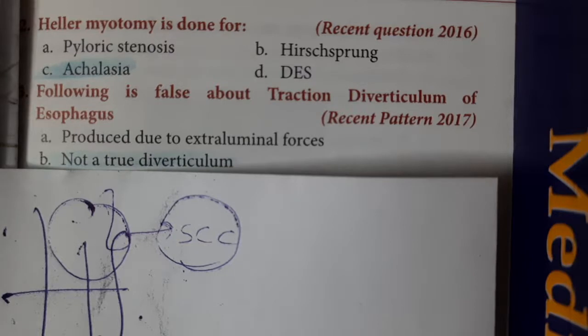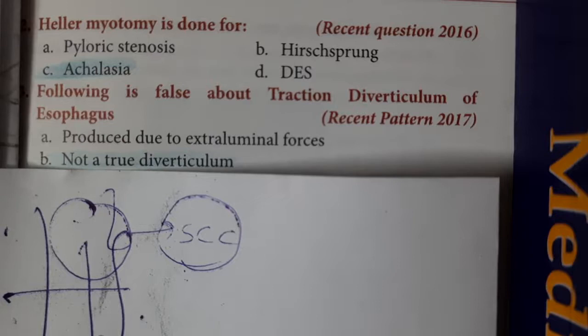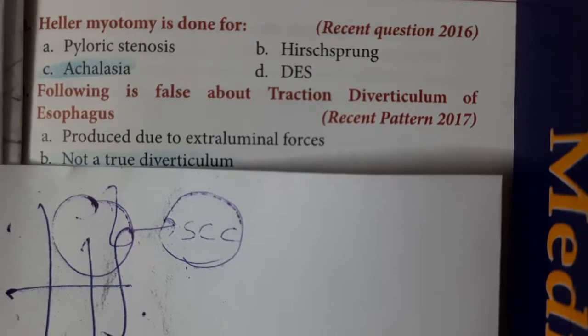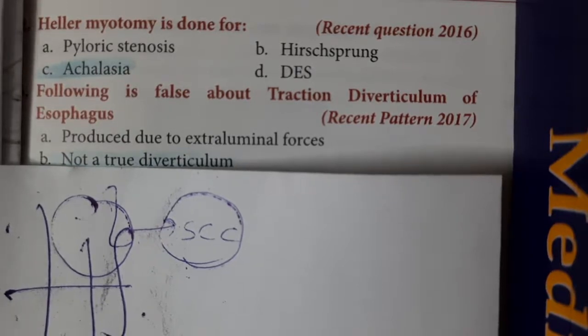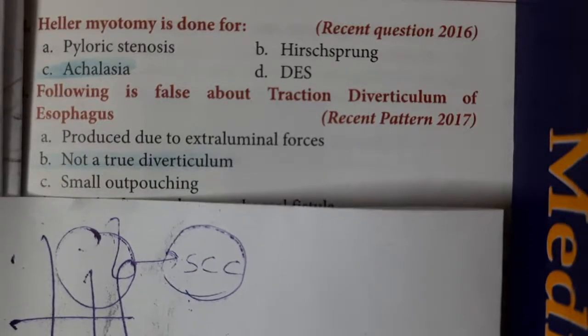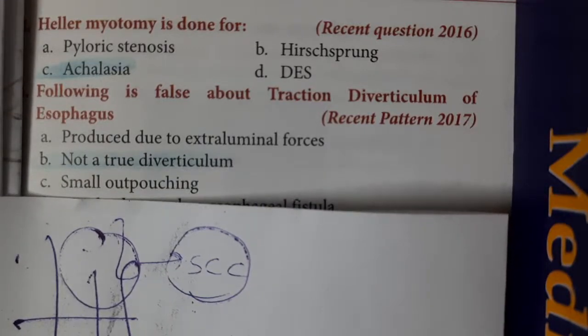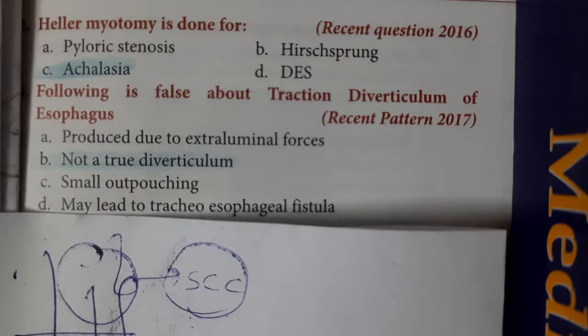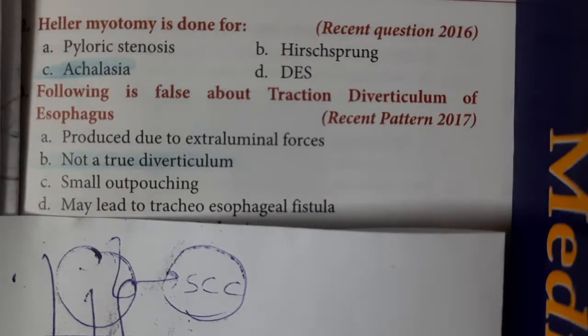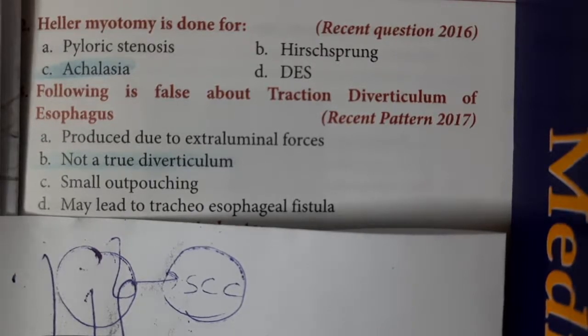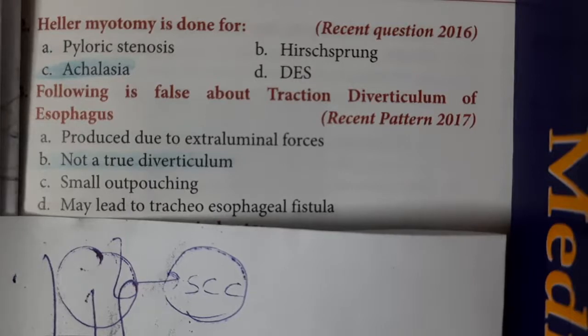Actually, traction diverticulum is the only true diverticulum in the esophagus, whereas pulsion diverticulum and Zenker's diverticulum are false diverticula. It shows small outpouchings, yes. It may lead to tracheoesophageal fistula. Though rare, it can sometimes lead to tracheoesophageal fistula.